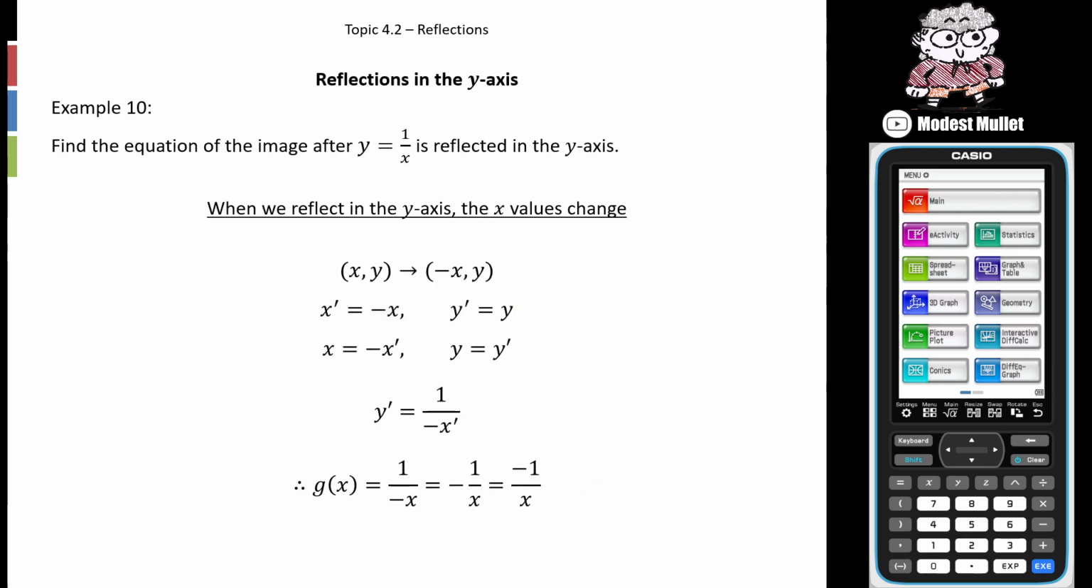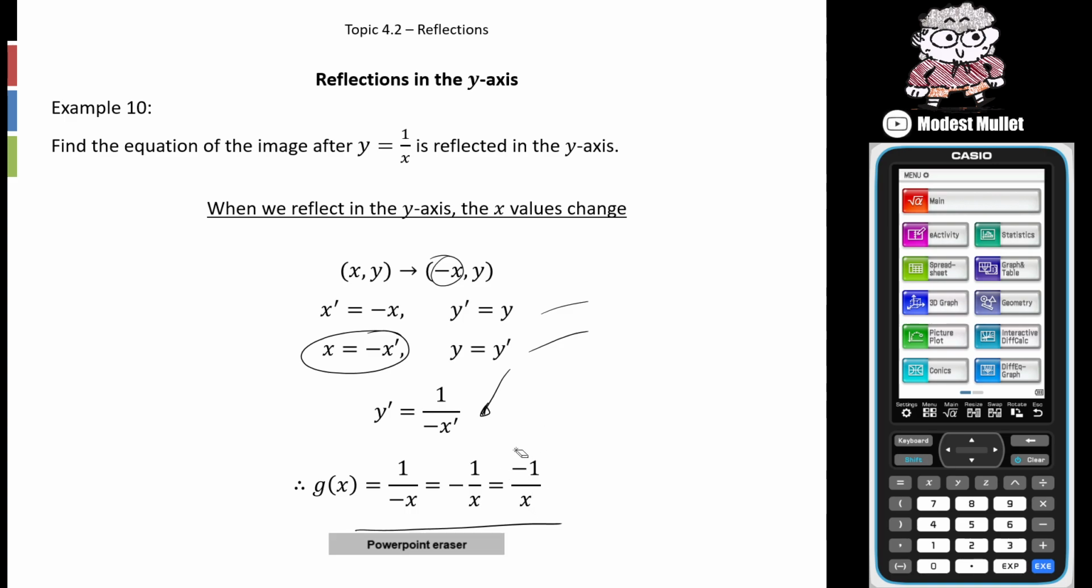So find the equation of the image after y equals 1 on x is reflected in the y-axis. So x-coordinate is made negative, equate coordinates, rearrange to get the x and y by itself. So you can see here the negative sign has moved to the x dash. Substitute into the original equation, and we can write this in many different forms. 1 on negative x is the same as negative 1 on x, is this negative of 1 on x, and then negative 1 all divided by x.